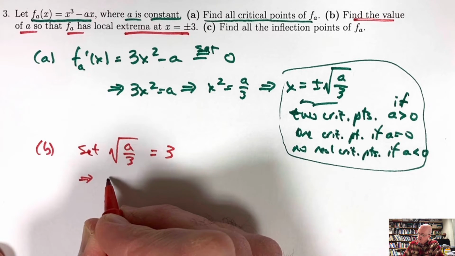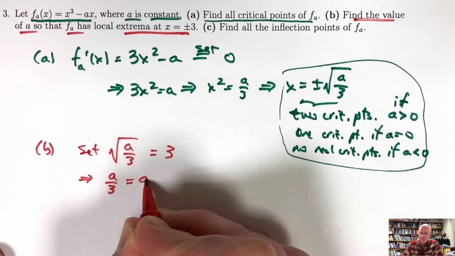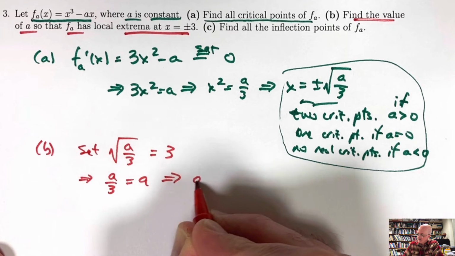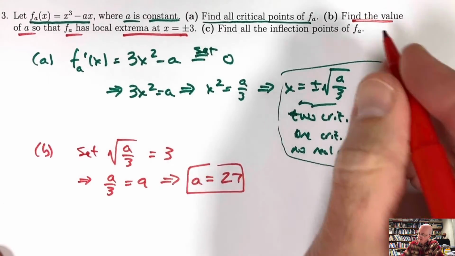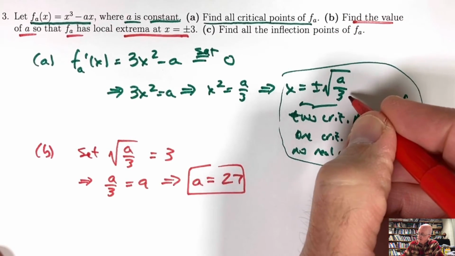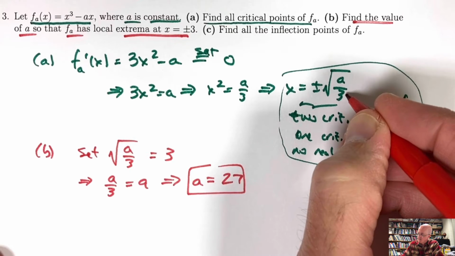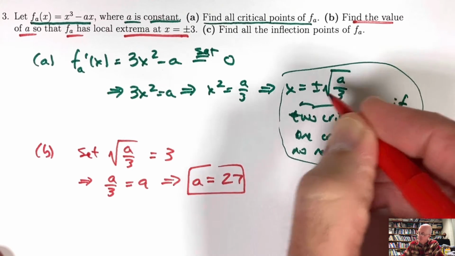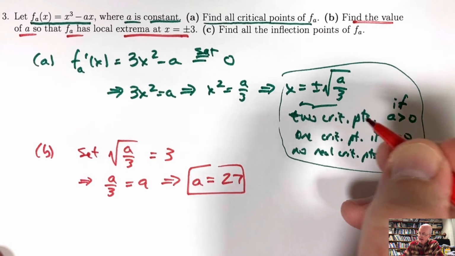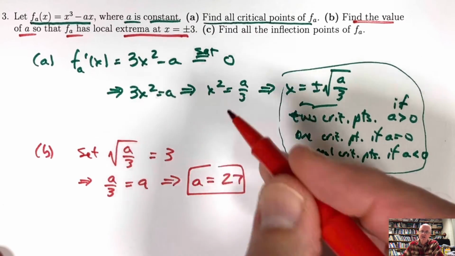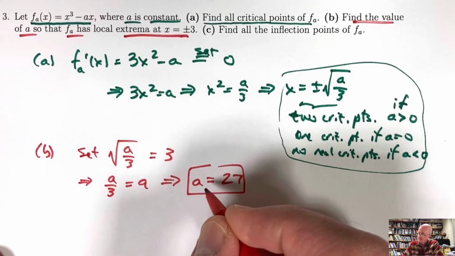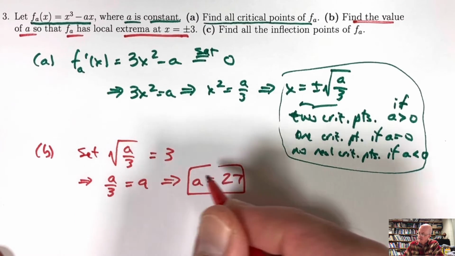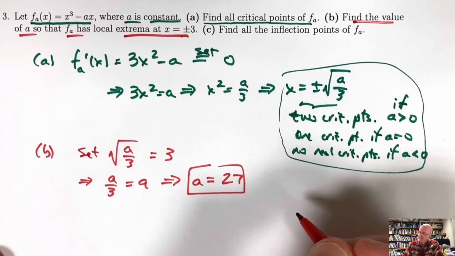Solve for a, square both sides, multiply both sides by 3. Looks like a equals 27 is the answer. That's going to where you have extreme values at plus or minus 3. If you plug in a equals 27 in here to double check it, 27 over 3 is 9. Square root of 9 is 3. You get plus or minus 3. And yes, when a is positive, f prime will change sign at these critical points. And so you will have local extreme values at plus or minus 3 when a is 27.